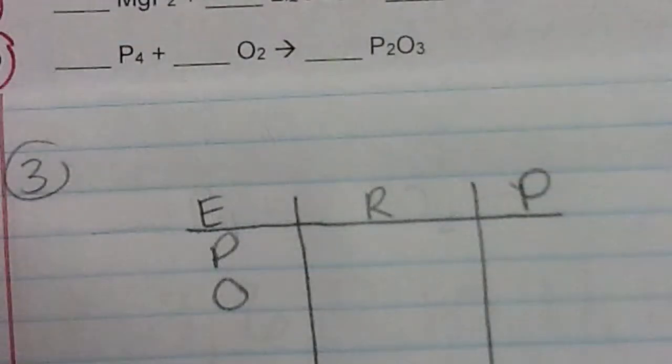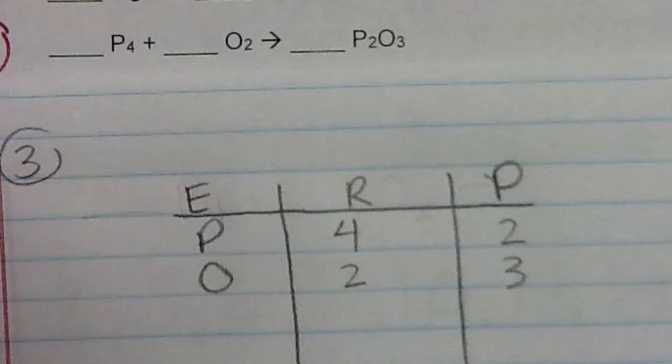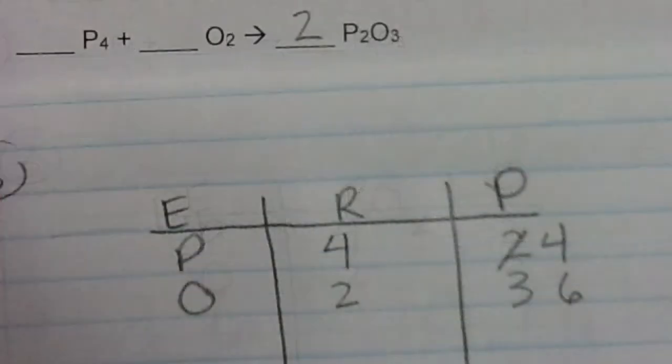Number 3 contains the elements phosphorus and oxygen. There are 4 reactant phosphorus and 2 reactant oxygen. There are 2 product phosphorus and 3 product oxygen. I'm going to start by looking at the phosphorus. There are 4 reactant phosphorus and only 2 product, so if I put the coefficient 2 in front of the formula with phosphorus, that brings me up to 4 phosphorus. That also changes my oxygen to 6.